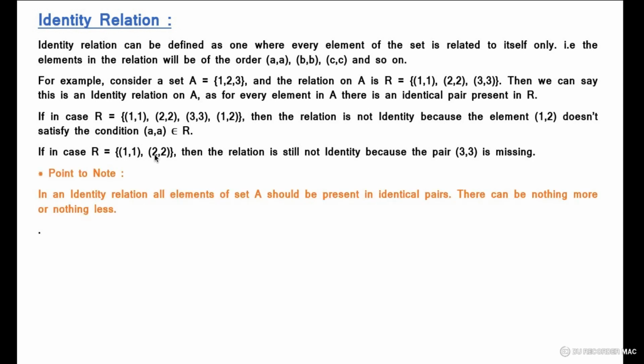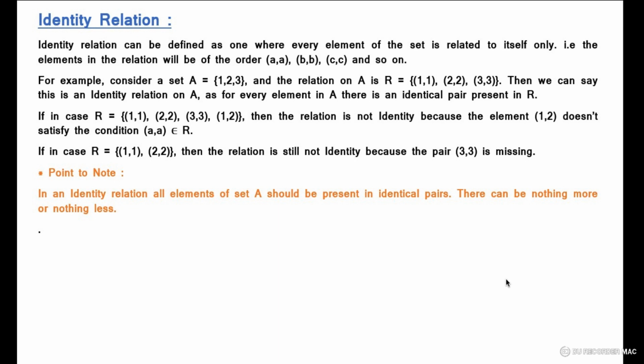There's a point to note. In an identity relation, all elements of set A should be present in identical pairs. There can be nothing more or nothing less. Here, this is less: (3, 3) is missing. Here, this is more: (1, 2) is extra. So if there is nothing more and nothing less, then you can say that this is an identity relation.